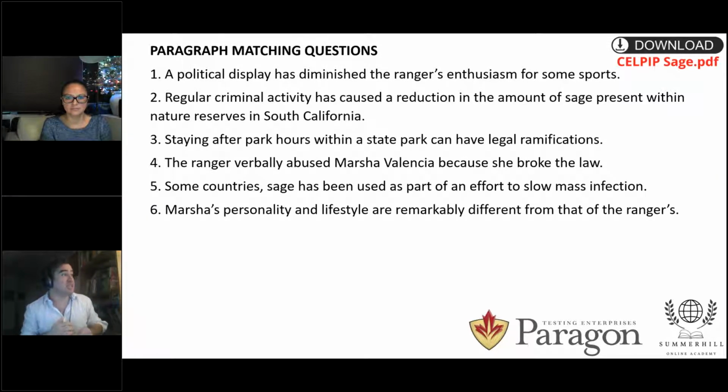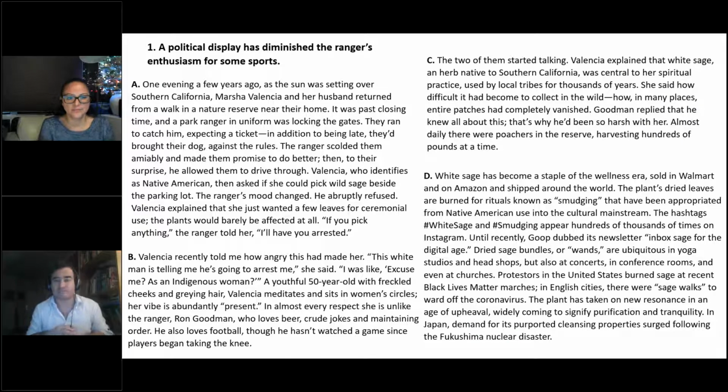A political display has diminished the Rangers' enthusiasm for some sports. So let's start with that question. Can anyone find that? Where will we find that particular information? Is it A, B, C, or D? I have a very interesting question for you for later, but we'll first try to find that response.